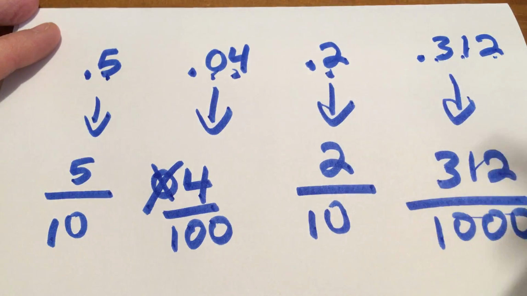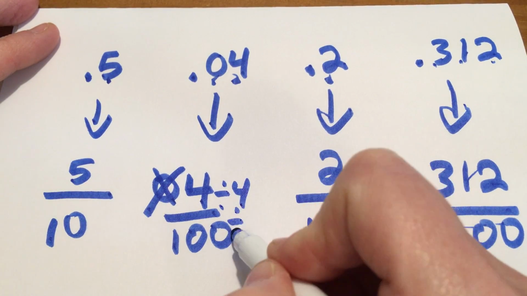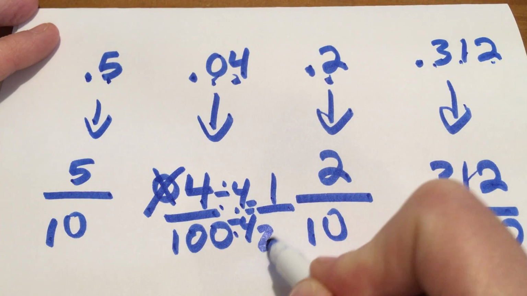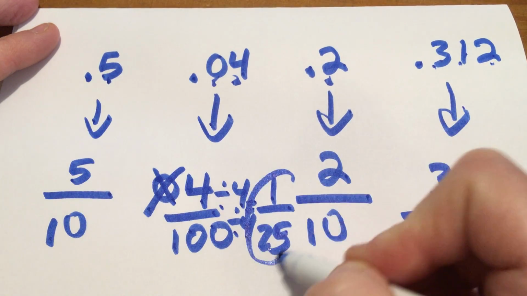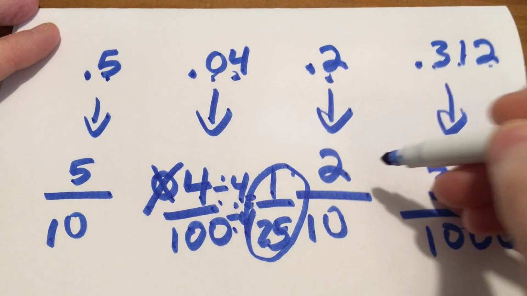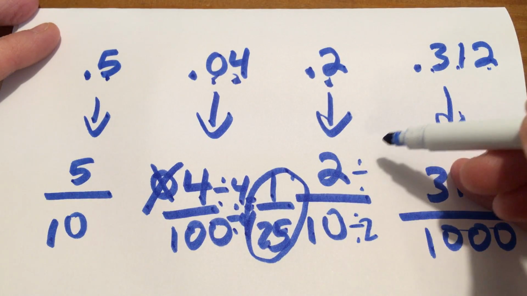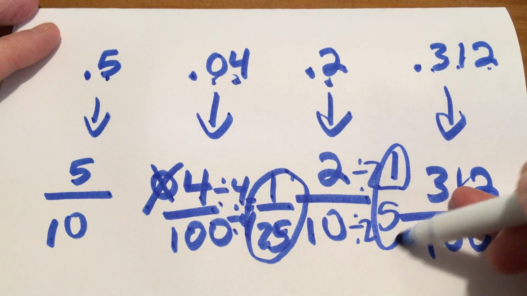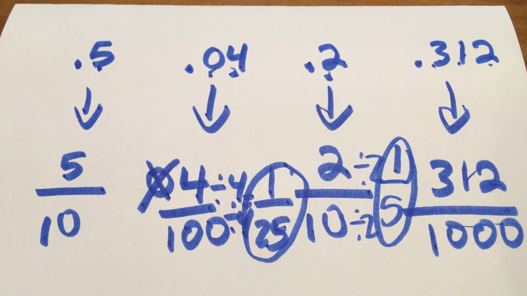Now, of course, you have some reducing here to do. For example, you can divide out 4 from both of these. 4 divided by 4 is 1. 100 divided by 4 is 25. Your answer would actually be that. 2 divided by 2 and 10 divided by 2. 2 divided by 2 is 1. 10 divided by 2 is 5. So there's some reducing there, but you kind of already know how to do that, so you should be fine on that.